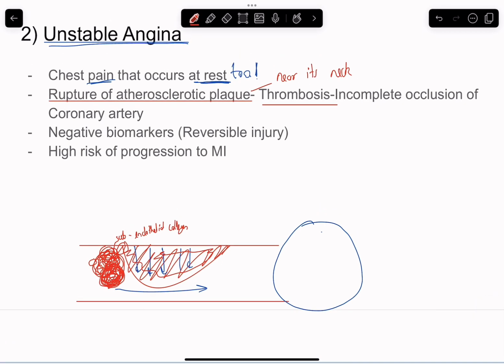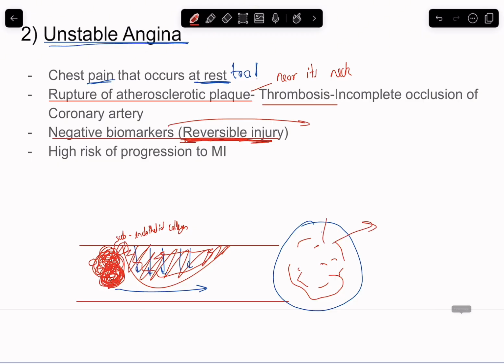It still is a reversible injury to the heart, as I have already told you what reversible injury is. And in this case, you see negative biomarkers. So what are biomarkers? Biomarkers are basically enzymes and certain molecules that are present within the cardiac myocytes. When the cardiac myocytes die, these molecules are released, and that can be tested in order to see if there is cardiac damage or not. So in this case, in unstable angina, the cardiac myocyte can still survive with a reversible injury. So there will be negative biomarkers such as your troponin I and your CK-MB. So this will not be seen in this case.